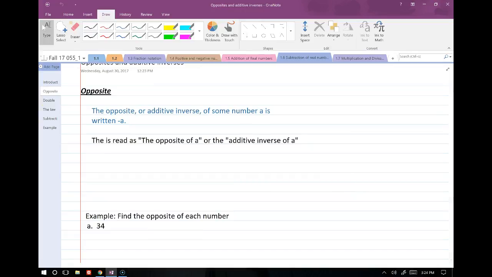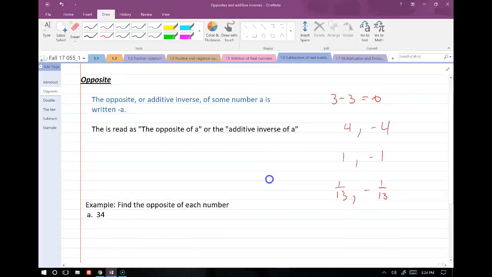So, the opposite or additive inverse of any number a is just negative a. It's basically the number that you add to any other number that gives you zero. And so 3 minus 3 equals 0. 3 and -3 are both additive opposites, right? 4 and -4, those are additive opposites. 1 and -1, that's an additive opposite. 1/13 and -1/13, those are additive opposites, okay? All it is is that same number with a negative attached.